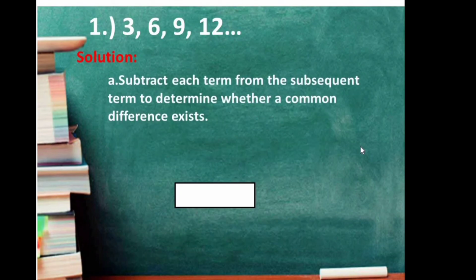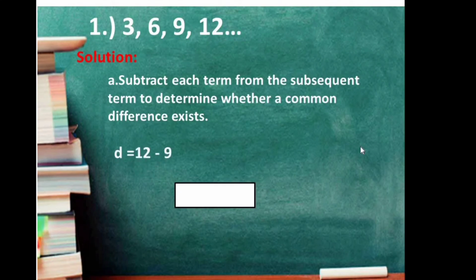Okay, so this time we have another example: 3, 6, 9, and 12. This time we will find the common difference. What will be the common difference? So, again, we are going to subtract the subsequent term to determine whether a common difference exists.